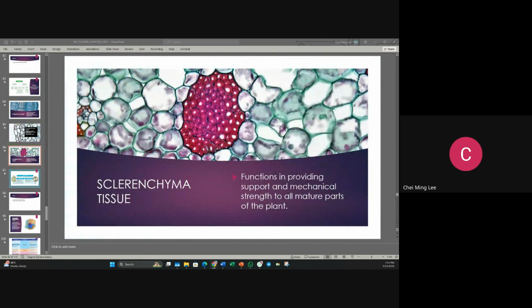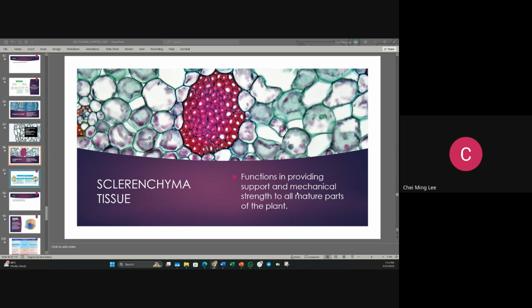Okay. Next, sclerenchyma tissue. It functions in providing support and mechanical strength to all major parts of the plant. Normally they are connected at some of the parts to provide the support. Sclerenchyma tissue has a much stronger structure. Okay, much stronger structure.